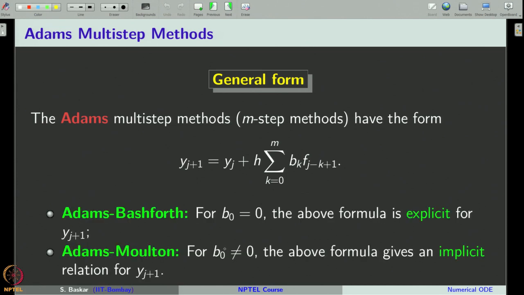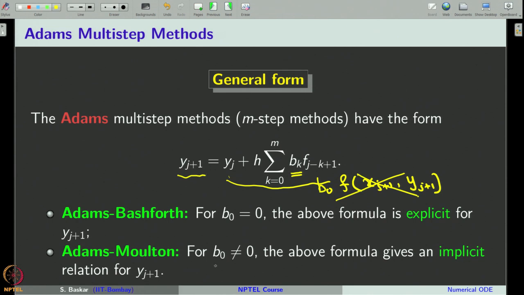Here you can observe that when you take b naught equal to 0, recall that the first term b naught appears with f of x j plus 1 comma y j plus 1, right? So, if b naught is 0, then this term will not appear and all the terms involved in this expression are known to us already from our previous calculation. In that way, we obtained an explicit relation for y j plus 1. Such methods are called Adams-Bashforth method, and they are basically explicit methods.